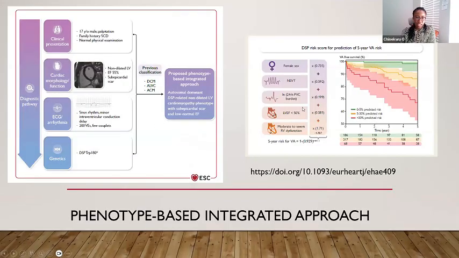So this is just a slide saying, let's encourage a phenotype-based integrated approach, put all their data together, come to a unifying diagnosis that puts it all together, and then apply the right risk score to what you've seen so that we take people off these red lines and try to get them onto the green line as much as we can. Sometimes the only way you can do it is with an ICD and heart failure therapies.